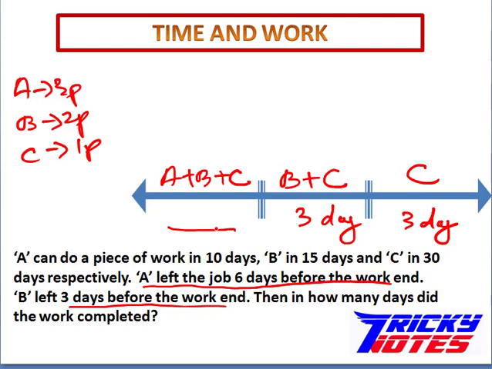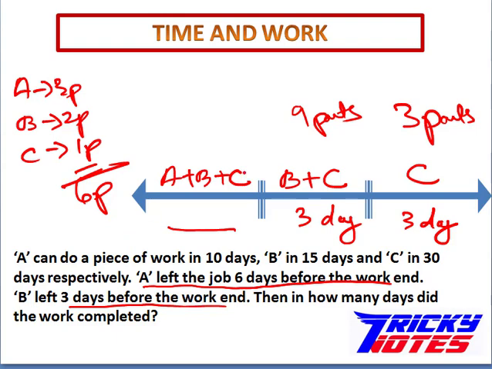Now how can we solve? Now see, by seeing the picture you might have got 90% of the idea. C is doing 1 part in a day. C has worked for 3 days, so C has done 3 parts. Now B and C worked for 3 days. B and C are doing 3 parts in a day, so in 3 days they would have done 9 parts. Now A, B, C, I don't know how many days they are working, but they do 6 parts in a day. So this is 9 parts and 3 parts, 9 plus 3, they have done 12 parts.